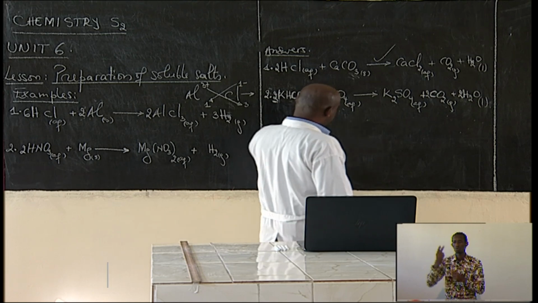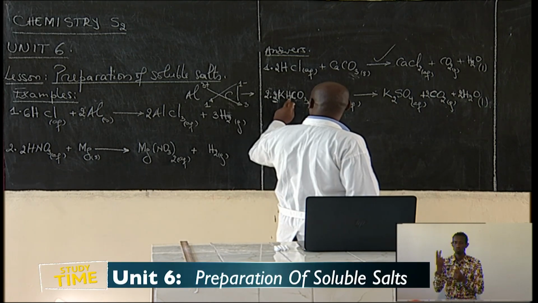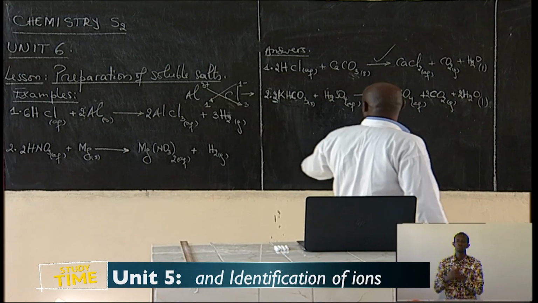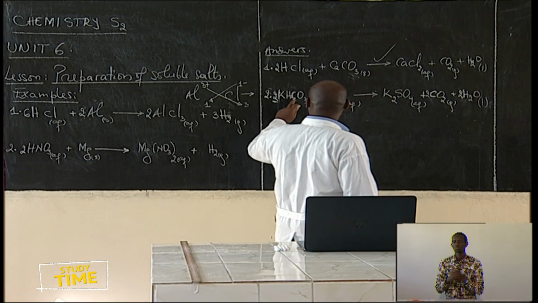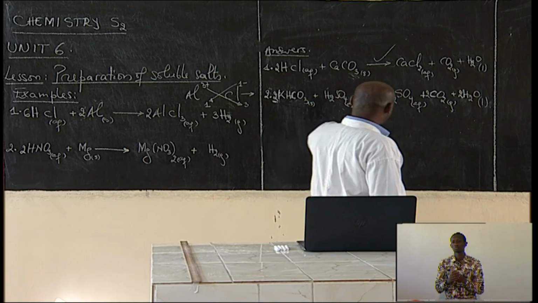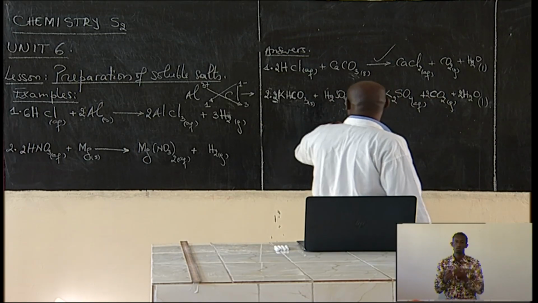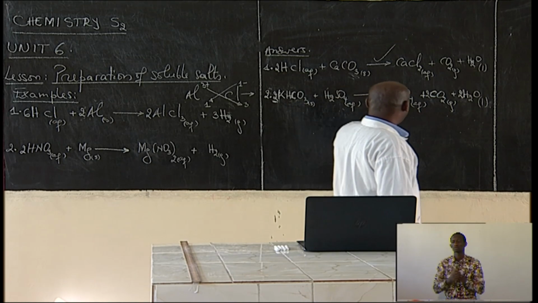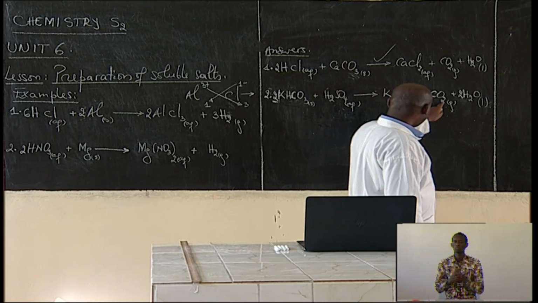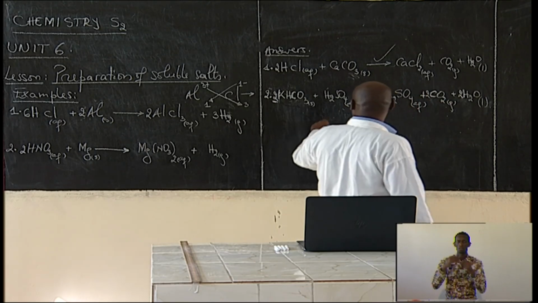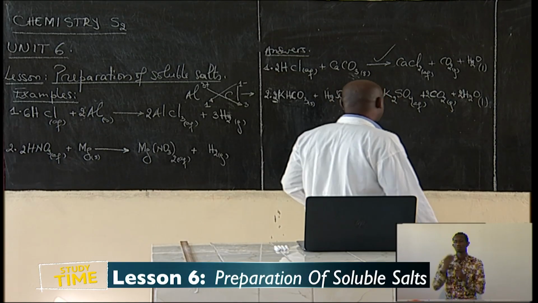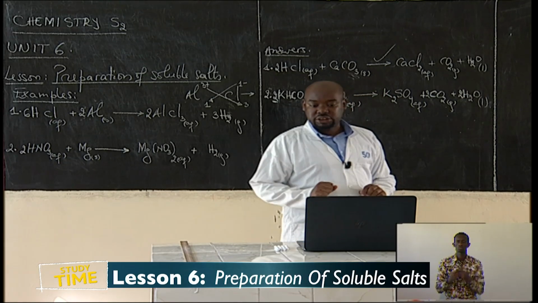We have 2 potassium, 2 potassium. 2 hydrogen atoms plus 2 hydrogen atoms, here we have 4. And for the carbon, we have 2 carbon atoms, and in the product side, we also have 2. Oxygen atoms, we have 6 and 10. Here we have 4, 8 and 10. And for sulfur, it's balanced, 1 sulfate ion and 1 sulfate ion. So our equation is balanced.